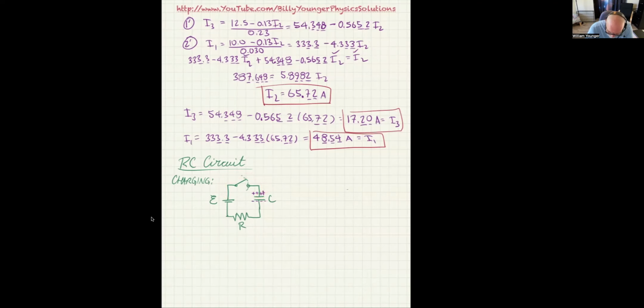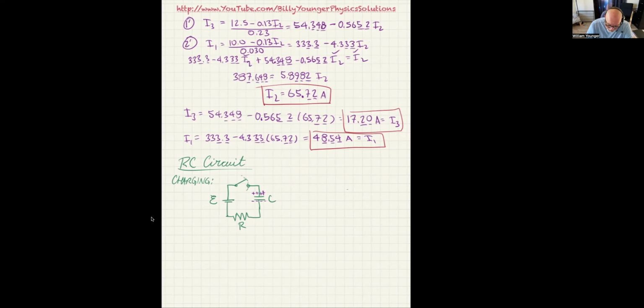Remembering, of course, C is equal to Q over V, you can see that V would be equal to Q divided by C. So that would allow you to determine the voltage, or if you wanted to determine the charge, C equals Q over V just becomes Q is equal to CV. So if you multiply E times C, you will get the total charge that the capacitor has across it when it's reached equilibrium.